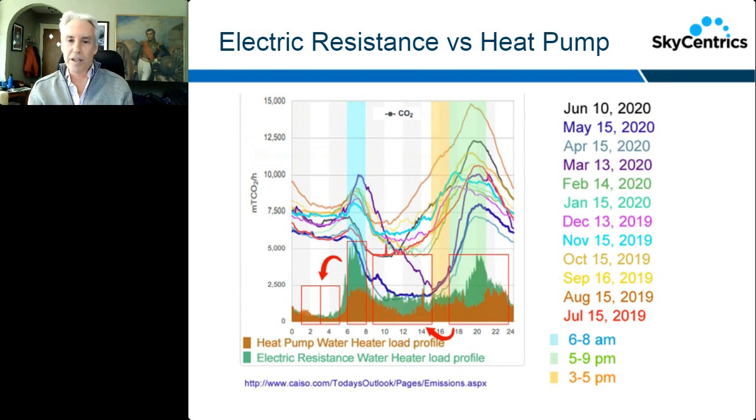So here are the electric resistance green graph and the brown graph of heat pump, and you can see how shifting that over to the morning valley and trough, as was said, and the afternoon trough really has value.